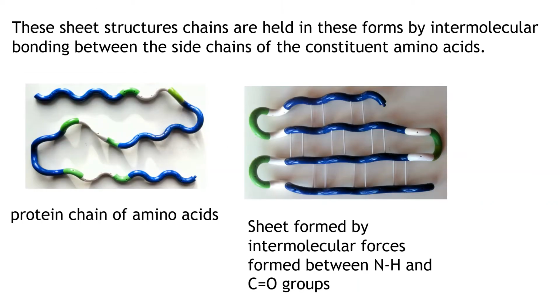As well as helix shapes, you can have sheet structures, which are formed by intermolecular bonding between the groups of the amino acids present in the protein chain. So if I have a protein chain of amino acids all joined together by peptide links, you can have this sheet structure containing hydrogen bonds which are formed between the C double bond O and NH groups present in the protein chain.